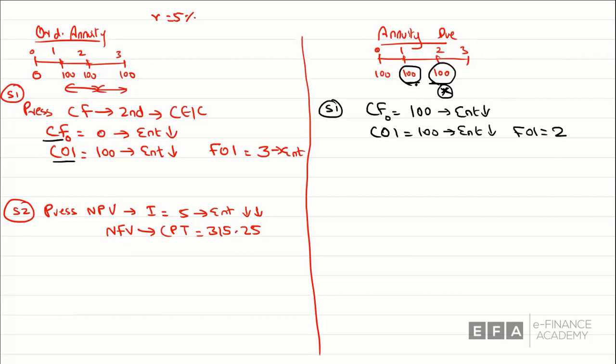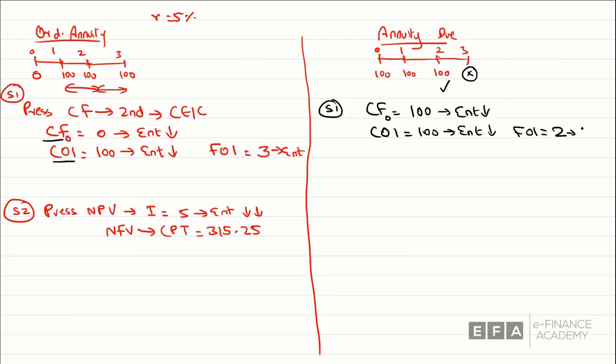We have said that we have 100 happening 2 times. But we don't want to find the future value at time 2. We want to find the future value at time 3, right? That's what we want. So hence, the last cash flow we should enter in the calculator should be here. So our calculator would give us the net future value at a point in time where we have entered the last cash flow. So far, we have reached here in terms of cash flows.